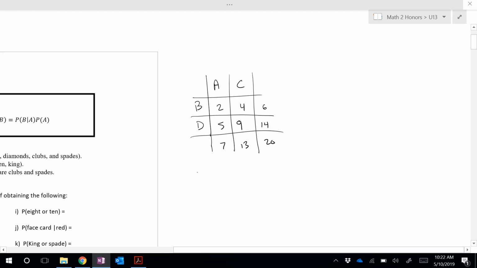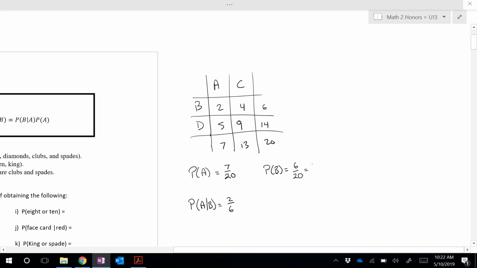So a couple questions here. Let's find out what's the probability of A. 7 out of 20. What's the probability of B? 6 out of 20. Okay. What's the probability of A given B? Okay, so 2 out of 6. Good. You good with that? We can reduce these, that's fine.